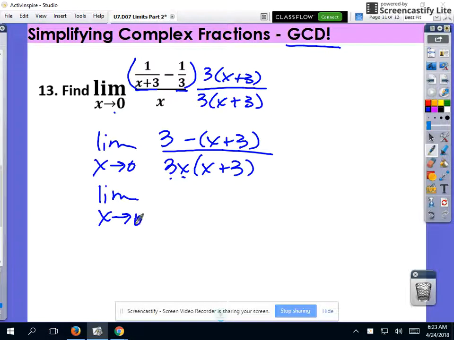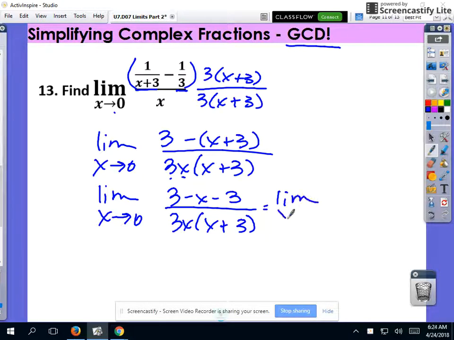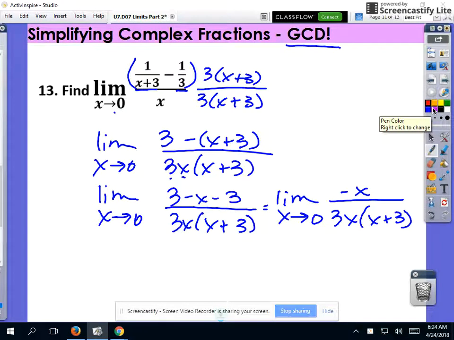Simplify the numerator like we did before. So that's 3 minus x minus 3. I think I have an idea what's happening next. I'm going to write over here because I'm about to run out of space. The 3 minus 3 goes away, and I get negative x over 3x times x plus 3. Now, hopefully you recognize that this isn't as simply canceled out as before, but there's an x here and there's an x here. So this becomes a 1, negative 1 on top.